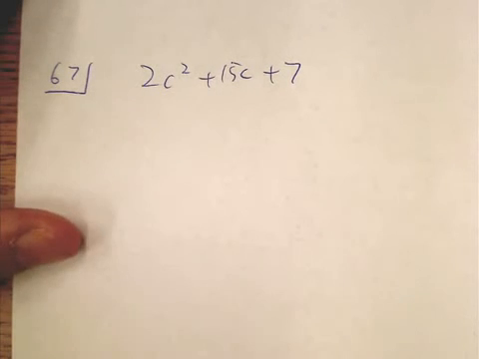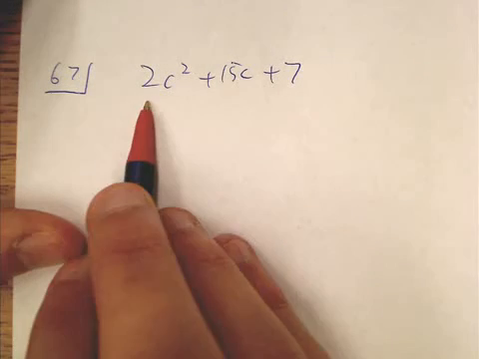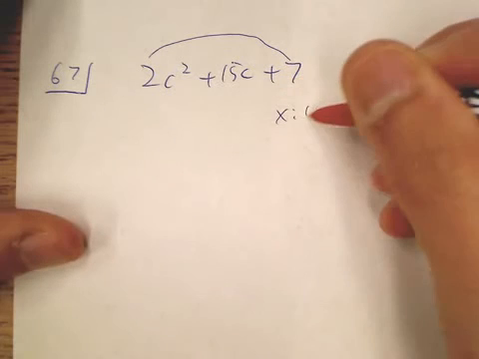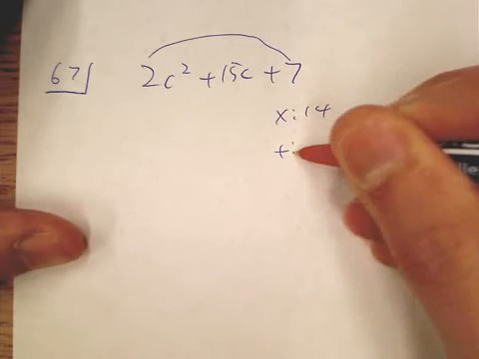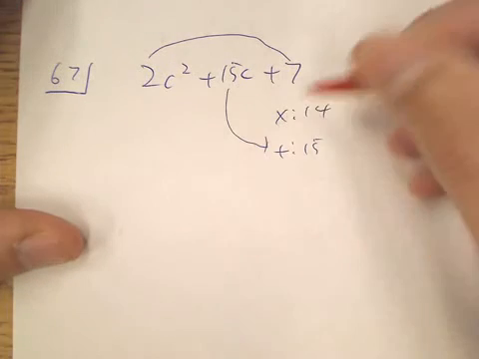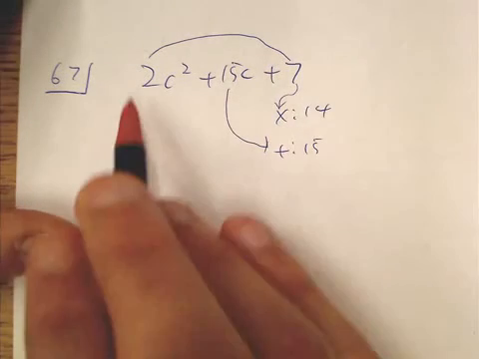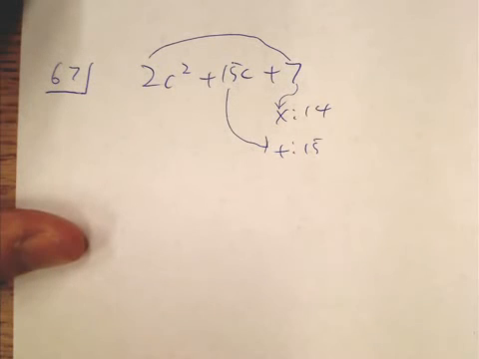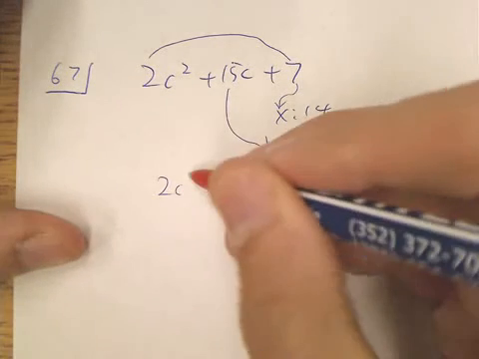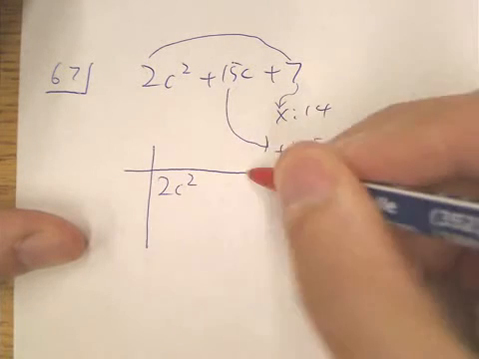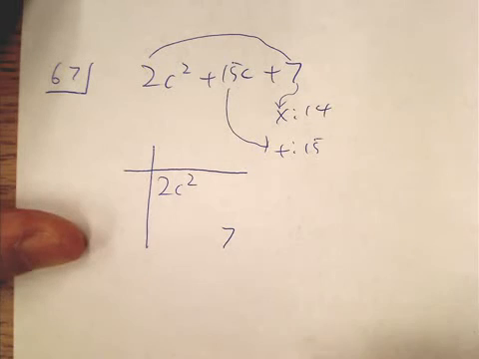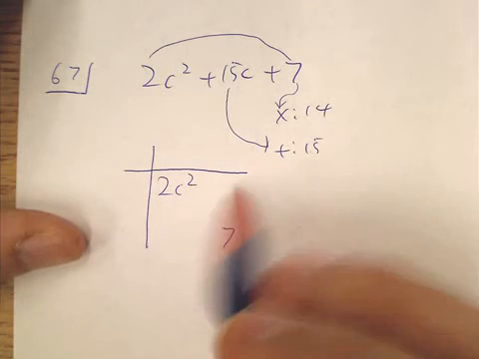So here is 67. When you have a number in front of the c squared, you have to multiply these two. So numbers that multiply to 14 and add to 15. Okay, this number just comes here. Take 2 times 7 to get that number there. Now, even before doing this, it's 2c squared in the top corner, 7 in the bottom corner. And whatever those two numbers are, they'll go in the opposite corners here.